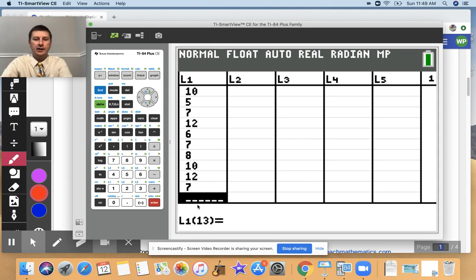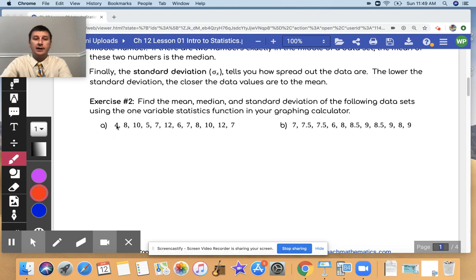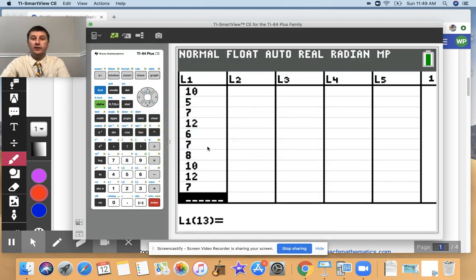Now it says I'm on line 13, which means line 13 is blank. That's what you want it to look like, which means you have one less than this number of data values here. So if it's on line 13, that means you have 12 data values. And a way you could check if you input all of your data values is you could go back and count to make sure that there's 12 numbers here. 1, 2, 3, 4, 5, 6, 7, 8, 9, 10, 11, 12. Yes. So that means I hopefully put them all in correctly. At least I know I have the right number of numbers.